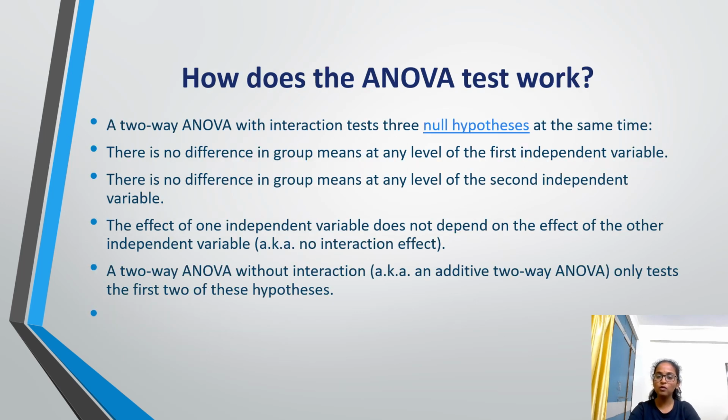So how does the ANOVA test work? A two-way ANOVA with interaction tests three null hypotheses at the same time. First, there is no difference in group means at any level of the first independent variable. Second, there is no difference in group means at any level of the second independent variable. And third, the effect of one independent variable does not depend on the effect of the other independent variable. Hence, a two-way ANOVA without interaction only tests the first two of these hypotheses.